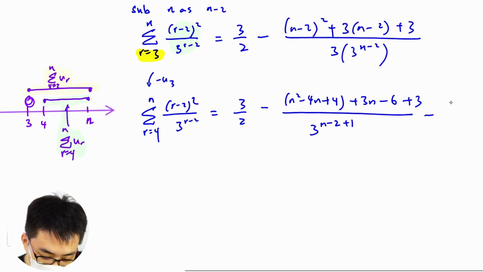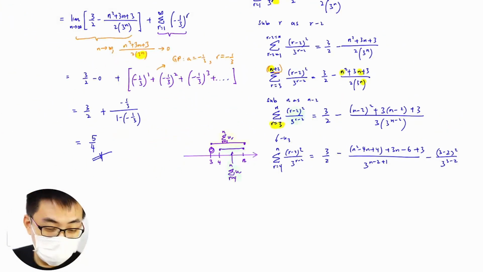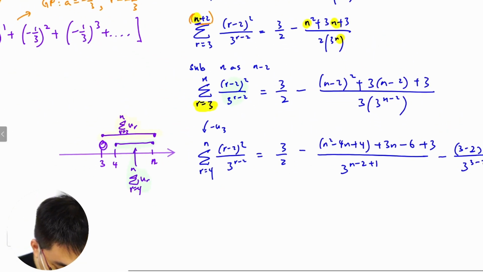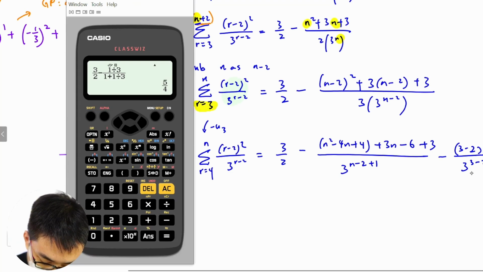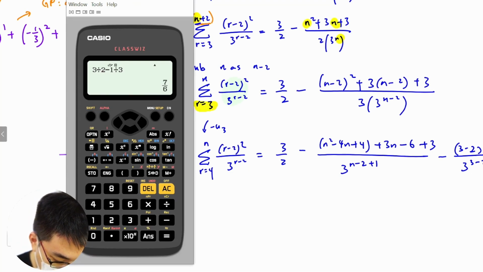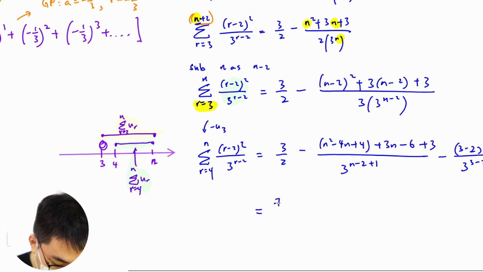u3 is 3 minus 2 square over 3 minus 2. In this is 1 or 1/3. 3 over 2 minus 1/3. Hopefully I get this. Oh, 7 over 6. Looks good.